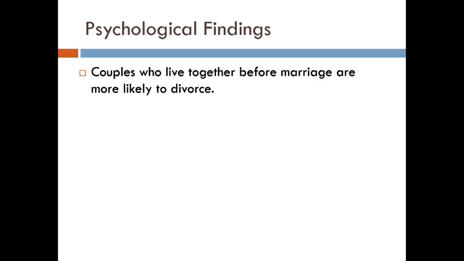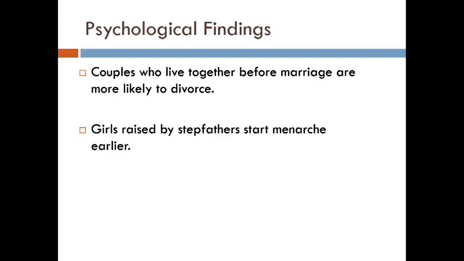Here's one study that has actually been replicated quite a bit. Couples who live together before marriage are more likely to divorce. Okay, that's one finding for us. Girls raised by stepfathers start menarche earlier. That's having your first period. So girls who are raised by stepfathers, even when compared to their own sisters who reached menarche while mom and dad were still married, girls whose parents have divorced start menarche earlier than their sisters did.